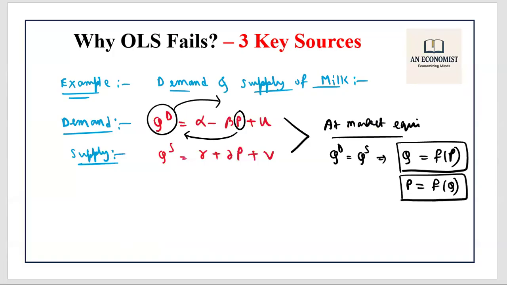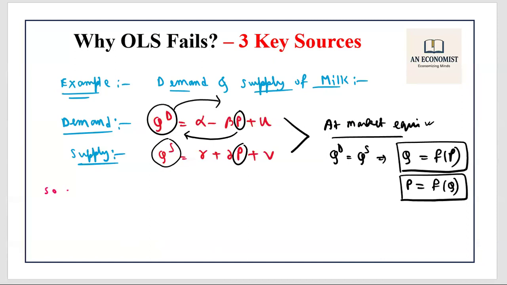Can you observe this? Quantity demanded depends on price. Again, price is dependent on the quantity demanded. Similarly, for supply, quantity supplied depends on price. Price also affects the quantity supplied. So if you follow the market equilibrium, then quantity will be a function of price, but price will also be a function of quantity, right? Price will also be a function of quantity.